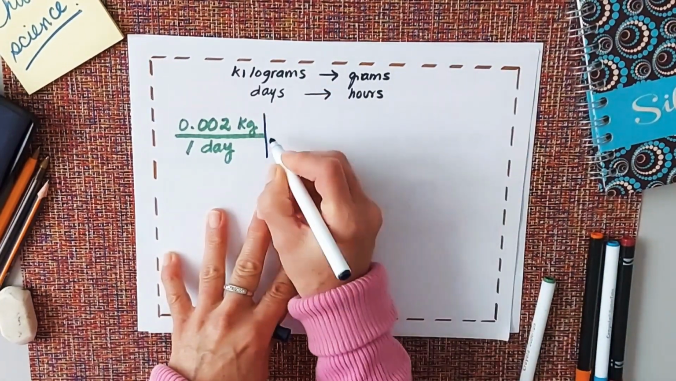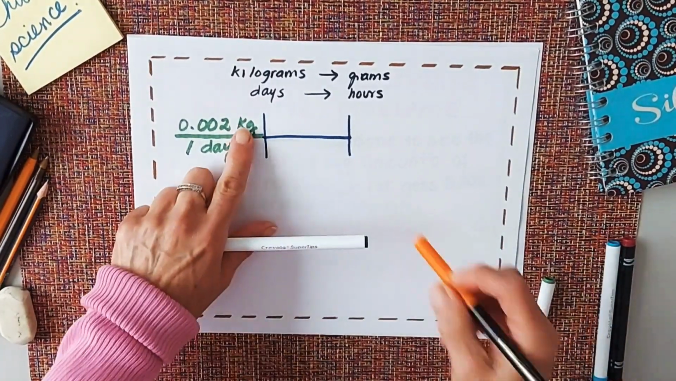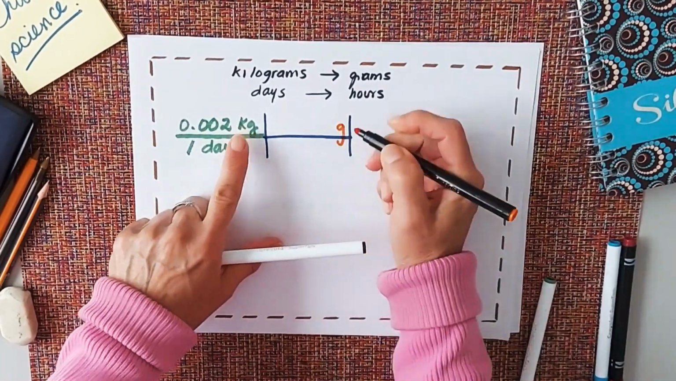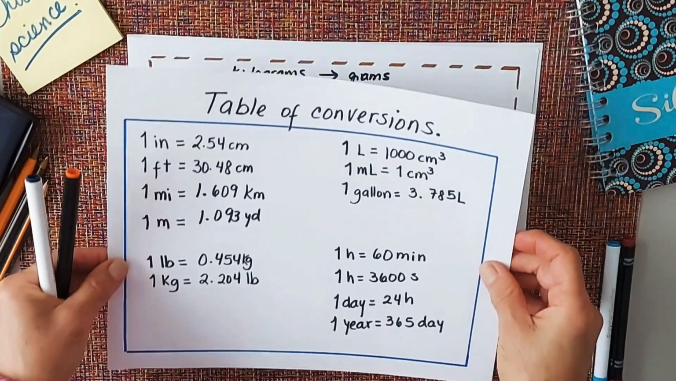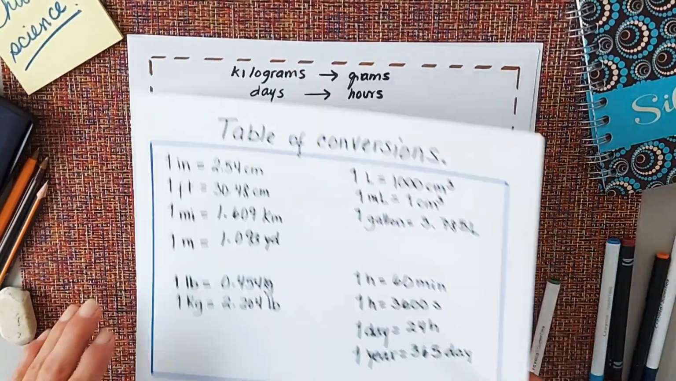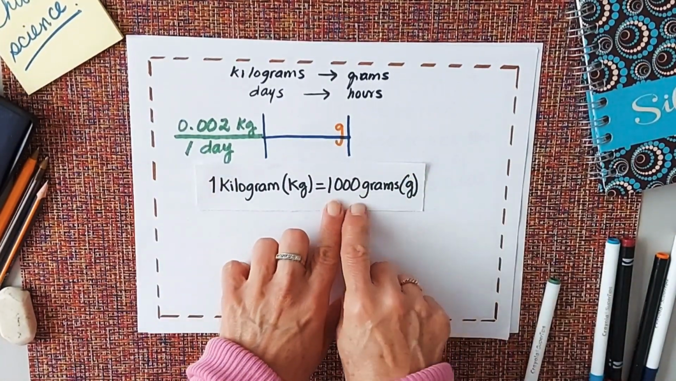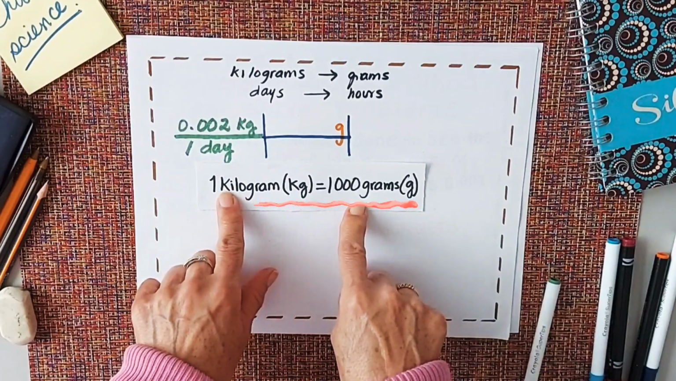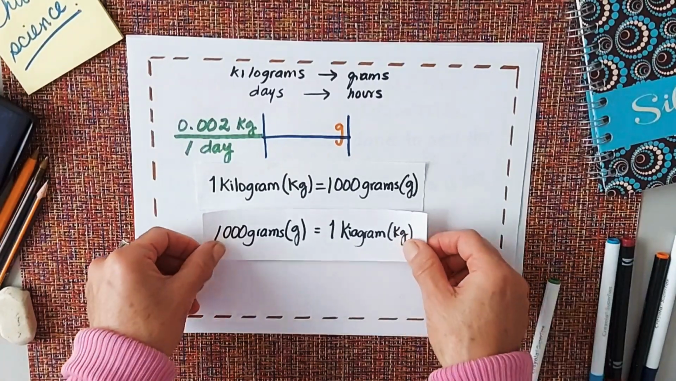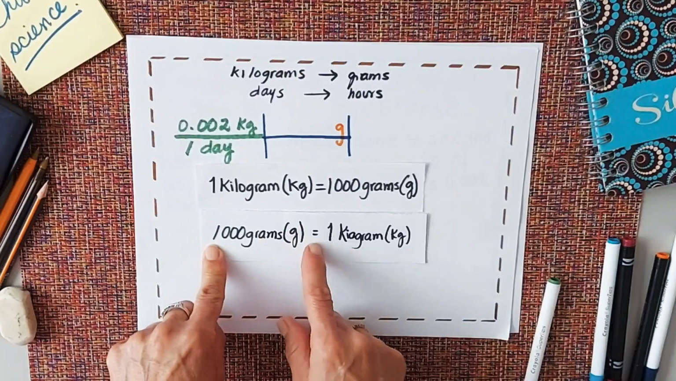Now we are going to draw 2 lines like this. And remember that here we need to write the unit that we want to convert. We need to convert kilograms into grams. Now we look for the relationship between grams and kilograms in a table of conversion. Remember that 1 kilogram equals 1,000 grams because the prefix kilo means 1,000 units. And this statement is equal to this statement: 1 kilogram equals 1,000 grams and 1,000 grams equals 1 kilogram.